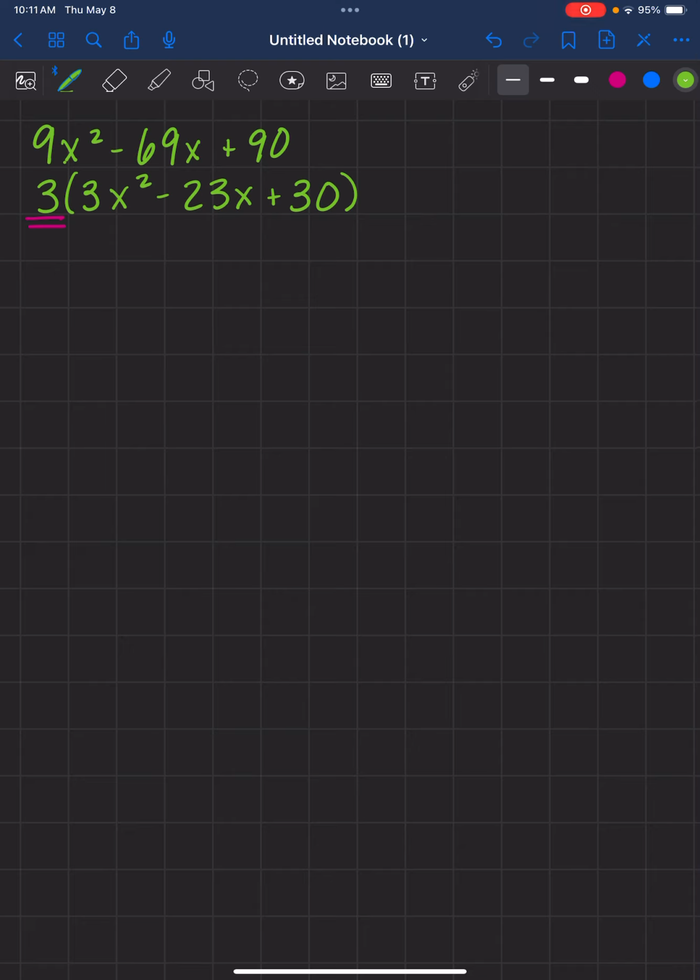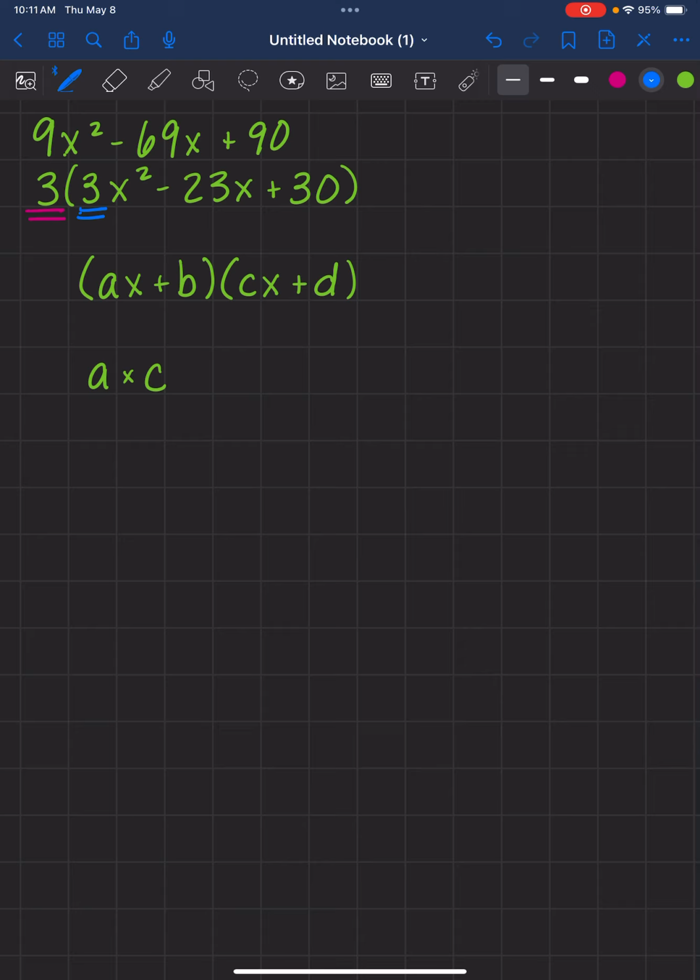So for trial and error, you're essentially just trying to fill in the blanks. We need to have something that looks like ax plus b and cx plus d. Now, a times c must equal whatever is in the a term. So a times c has to equal 3, and b times d has to equal whatever was in the c term. So that must equal 30.